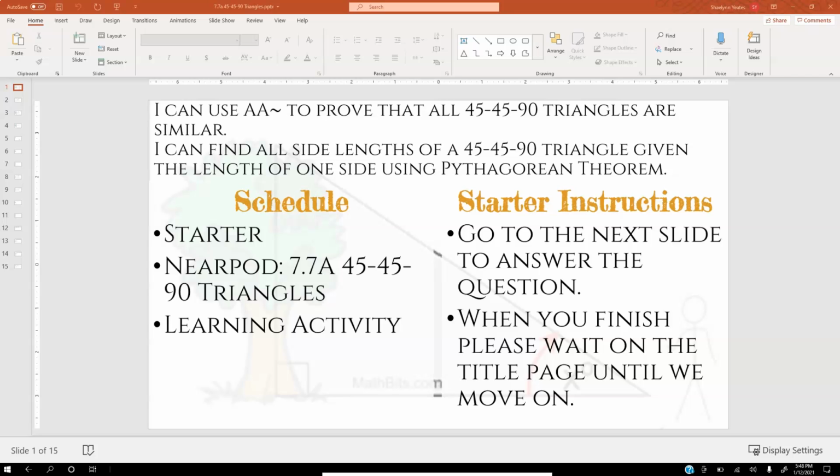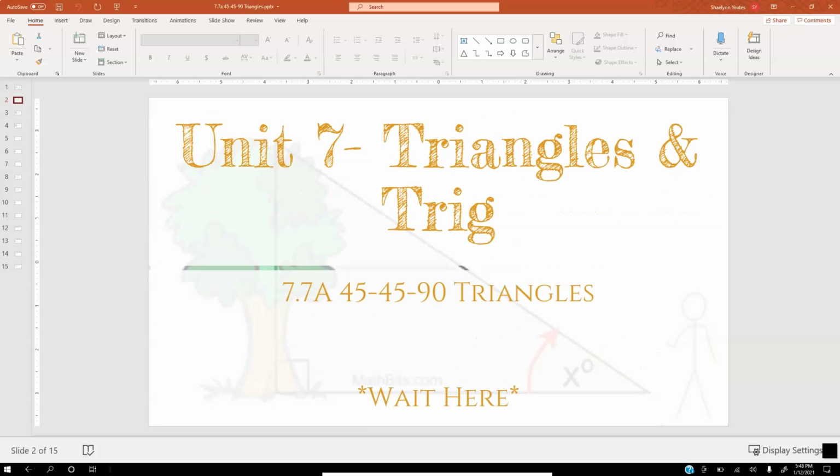All right, so we are going to use a couple things to prove some interesting things about triangles. First, we're going to use angle-angle similarity to prove that all 45, 45, 90 triangles are similar. And from that, we're going to be able to find all side lengths of a 45, 45, 90 triangle. And we're going to use Pythagorean theorem for that purpose. We're going to figure out that they all follow the same kind of rules. And so if you can figure out the shortcut today, it's going to save you a lot of time in the future. Okay.